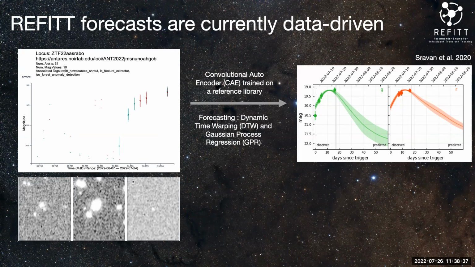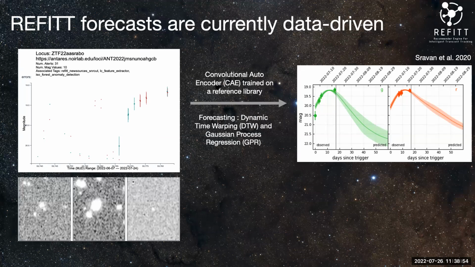Now, the question I am trying to address in this work is a different type of forecast. Data-driven forecasts are great. They also give us a lot of information. But what if we are able to make our forecast based on the underlying physics of each of the transients?